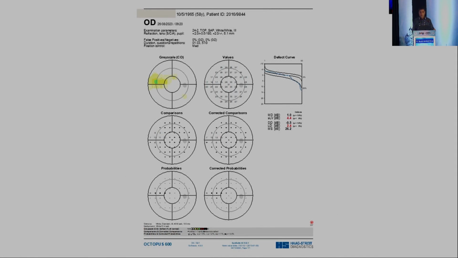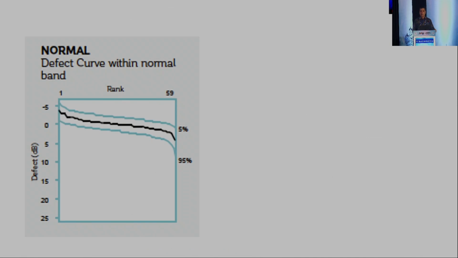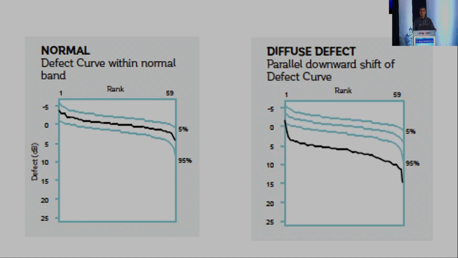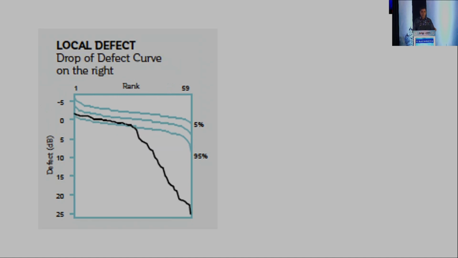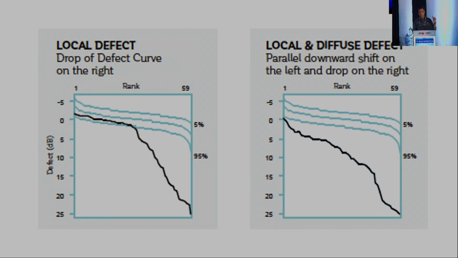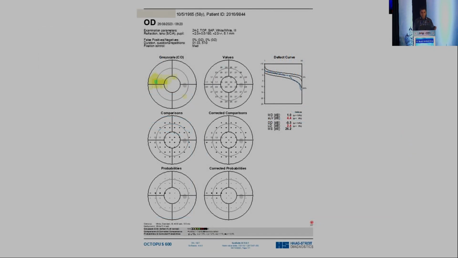But what is unique to the Octopus representation is something called a defect curve. I'm not going to the technical details of how this is plotted, but a normal defect curve will lie between those two parallel lines as shown in the figure. And if the patient has a diffuse defect, the curve will shift downwards in a parallel manner. And if you have a local defect, it will drop towards the right, and both will happen in a combination of local and diffuse defects. There are other patterns for hemianopia as well, but this is essentially a snapshot. One quick look at the defect curve, you know whether this is a local or a diffuse progression.